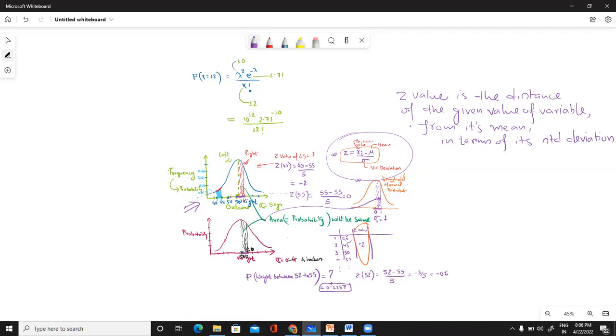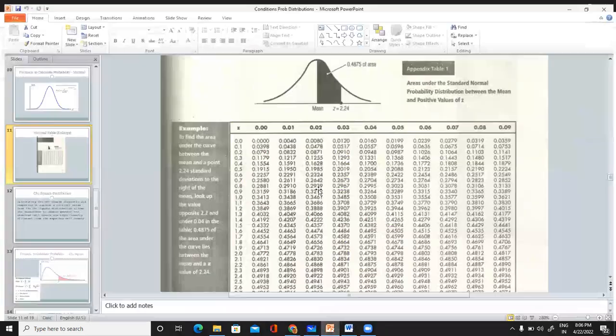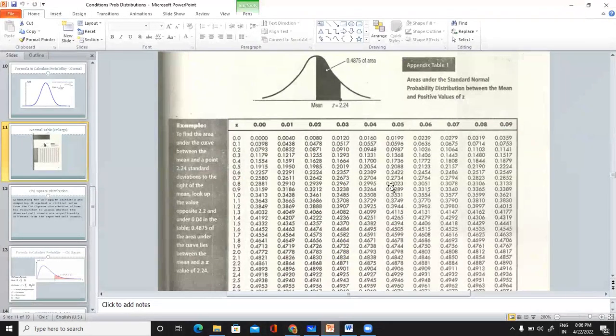So even if you look at the formula of the z value, it is clear. Z value is telling us how far a given value is from the mean in terms of standard deviation. That is how many standard deviations away from the mean the given value is. So once we find out, then we come to this z table or normal distribution table. We look up the value of z in the leftmost column, up till 1 decimal place. So we locate that.